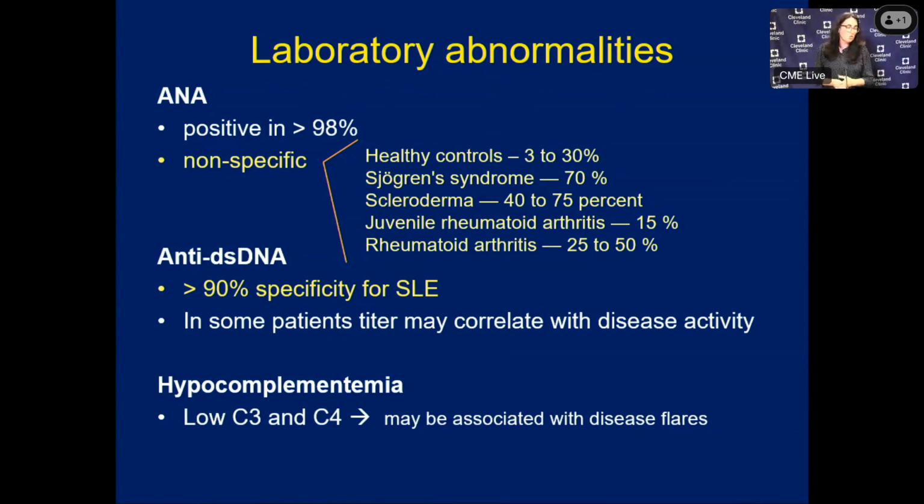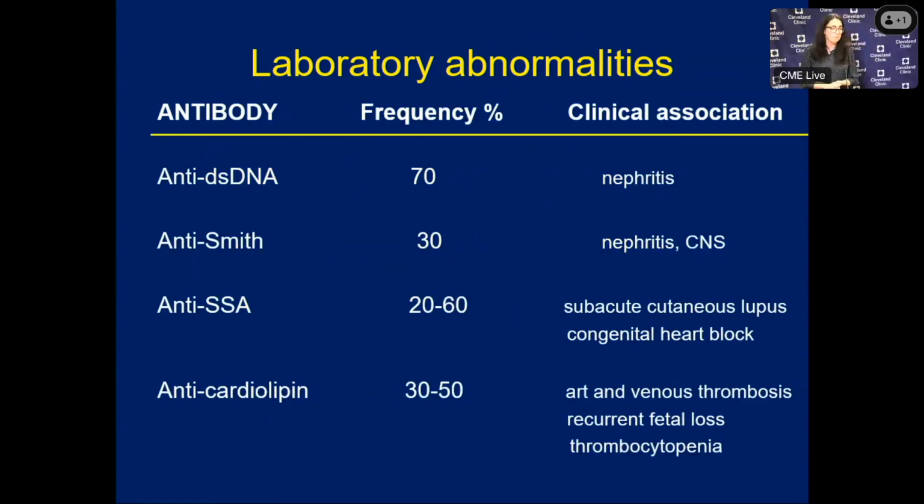The same is true for hypocomplementemia. Low C3 and C4 may be associated with disease flares, but that's not necessarily the case in all the patients. And a persistent and permanent low C4 can be seen even when patients are considered to be in remission.